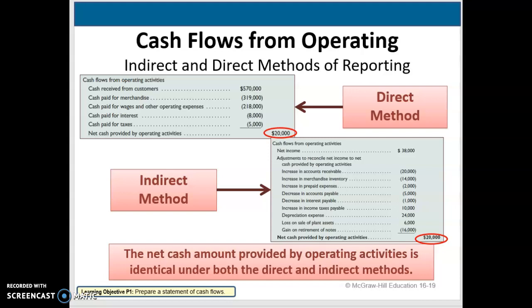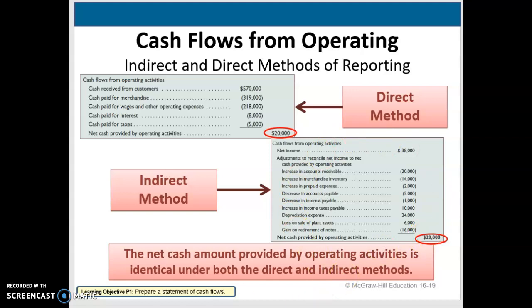These two methods apply only to the operating activity section. The investing and the financing activity sections are done the same no matter if you're using the indirect or the direct methods. So you can see here that they illustrate for you the direct method and then the indirect method. Again, we're going to be using this indirect method. That's what we're going to be using for ours.